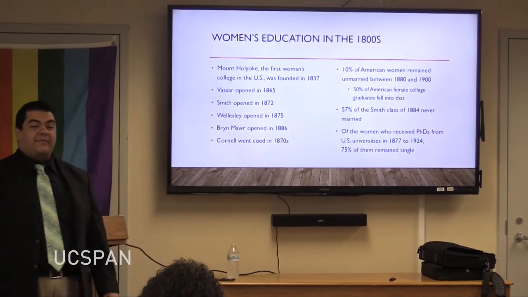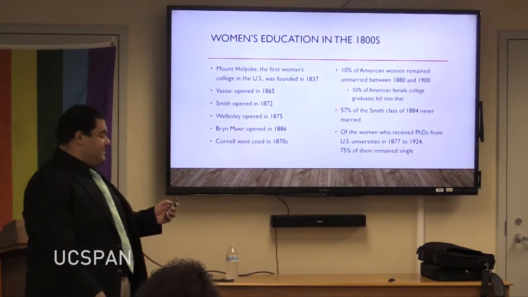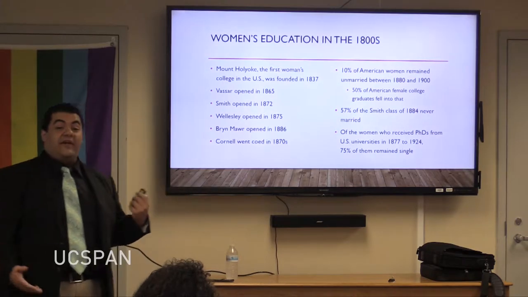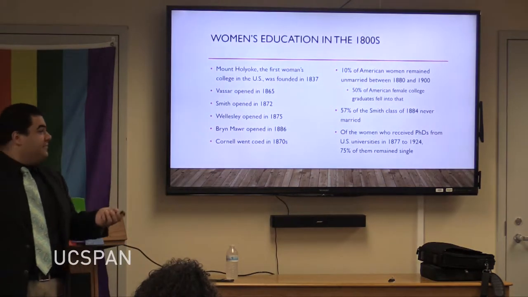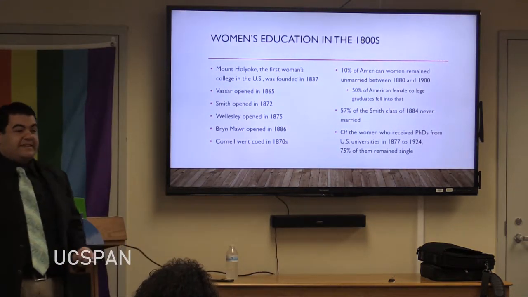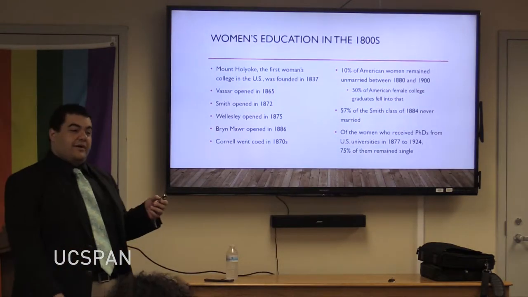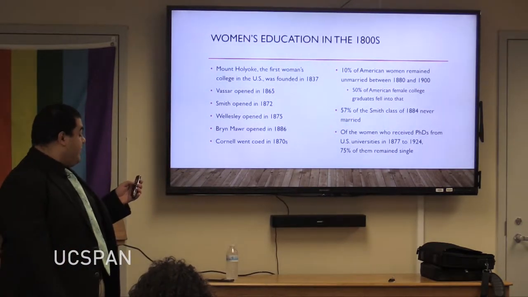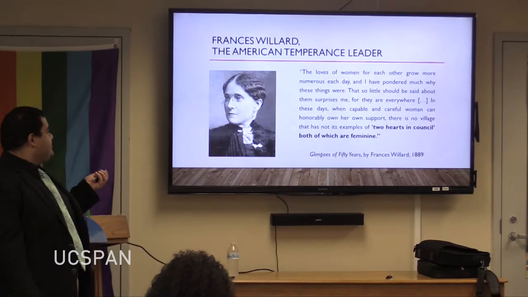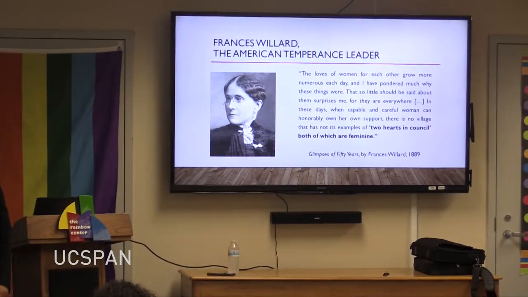Statistics, you can read them in a number of different ways. I think it tends to be that they had greater access and could live on their own. And particularly, also if they were lesbians, they didn't want to marry men. And we'll come across a passage about that from Frances Willard, who was the American temperance leader.